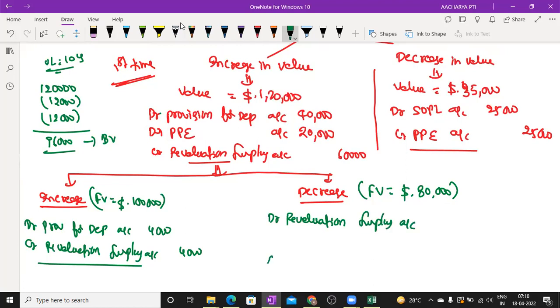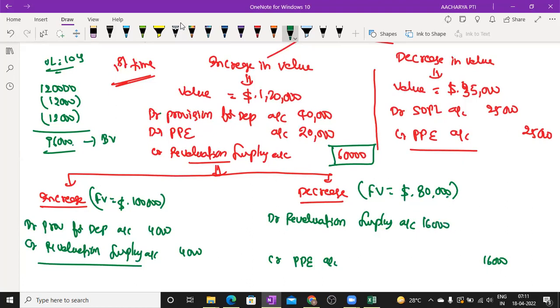So how much amount is decreased in PPE? 96 minus 80, nothing but how much amount is reduced? 16,000. But in revaluation surplus, previously we have how much? 60. So sufficient amount is there. The total 16,000 is transferred to revaluation surplus.